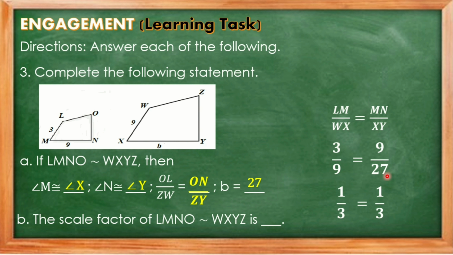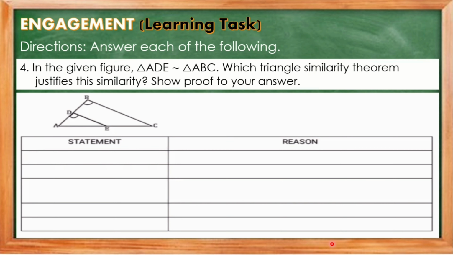Ang GCF ng 9 at 27 ay 9, so we have 9 divided by 9 is equal to 1, and 27 divided by 9 is equal to 3. So, therefore, yung scale factor natin sa figure na ito ay 1/3. Okay, next, let's proceed to number 4.